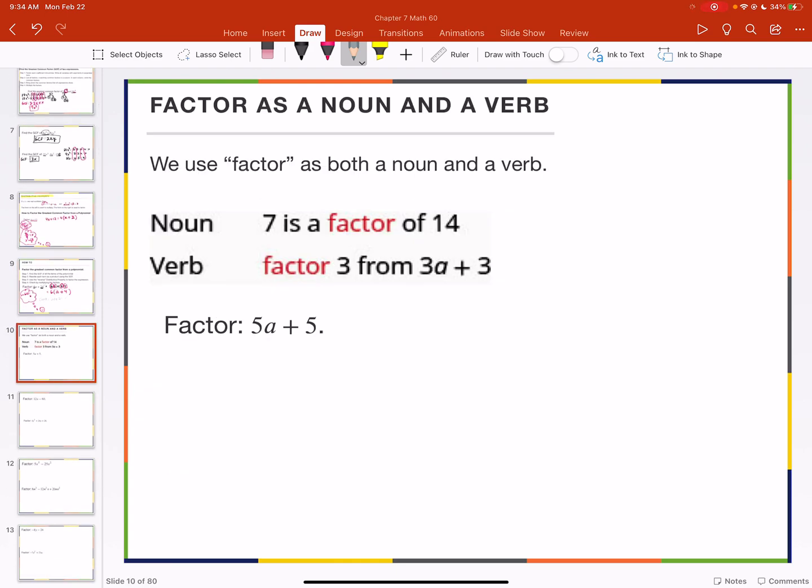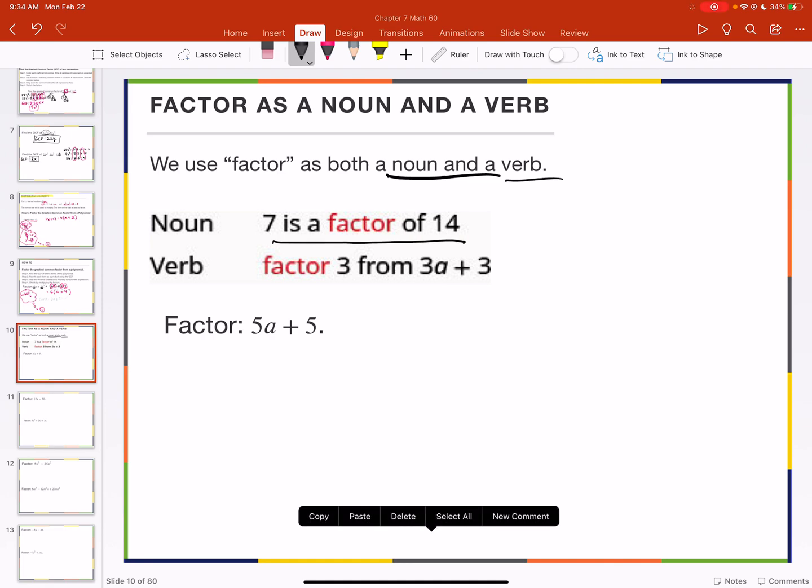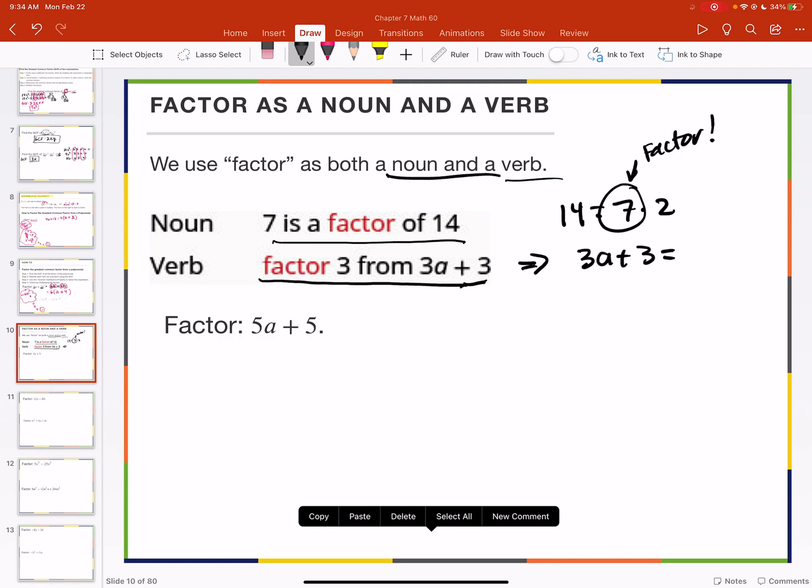All right. So also, just to note, factoring is both a noun and a verb. When you use it as a noun, it's saying 7 is a factor of 14. That means that 14 is equal to 7 times 2, so this is a factor, right? Now, a verb is, hey, factor 3 from 3a plus 3. That means I'm going to factor out the 3. That's actually the process of dividing it out, or reverse distribution propertying out.